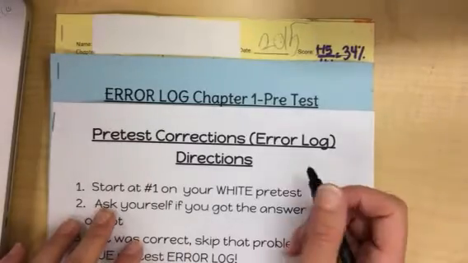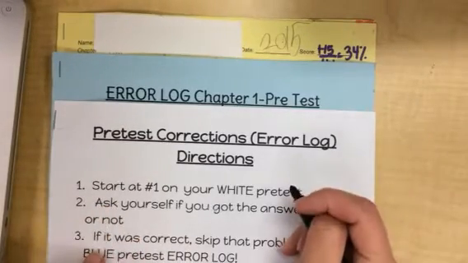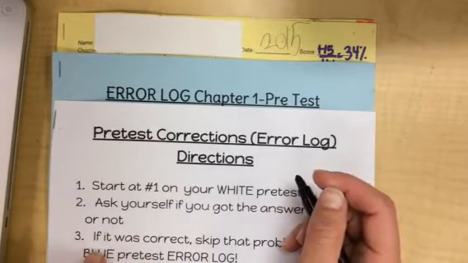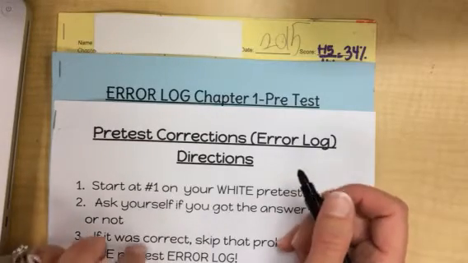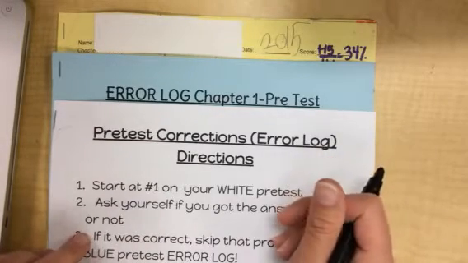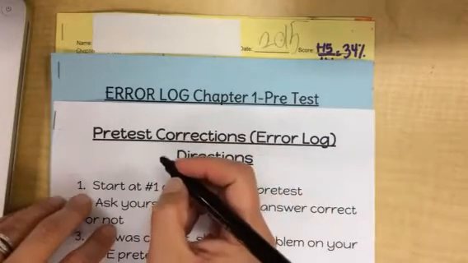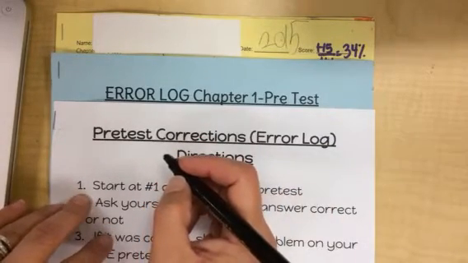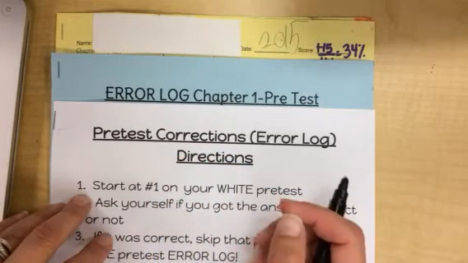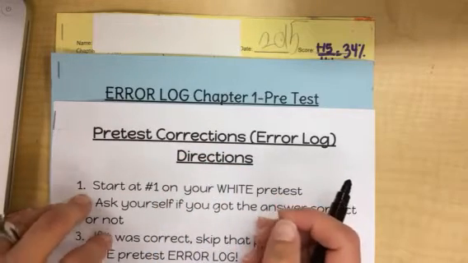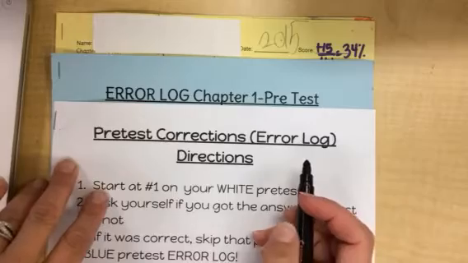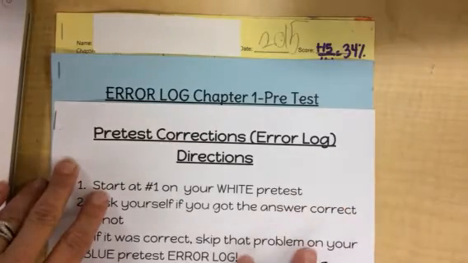Typically error logs are sent home one day, and then they get 2 nights to do it, and then it's due back on the day of the test. So in this case, it got sent home today on Monday, and it'll be due back on Wednesday with our test on Wednesday. Some of them will also be able to complete it in one night, depending on how much work it is and how many they missed on the pre-test. And they can definitely turn it in early. That's no problem at all.